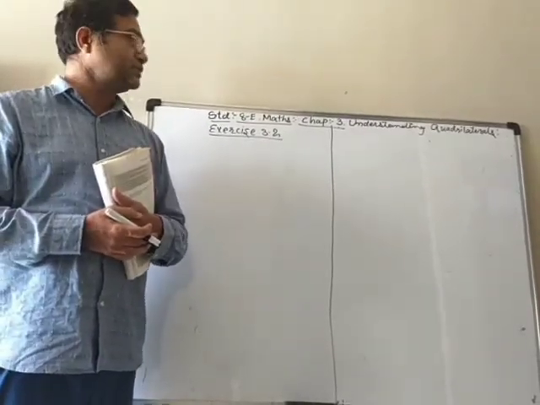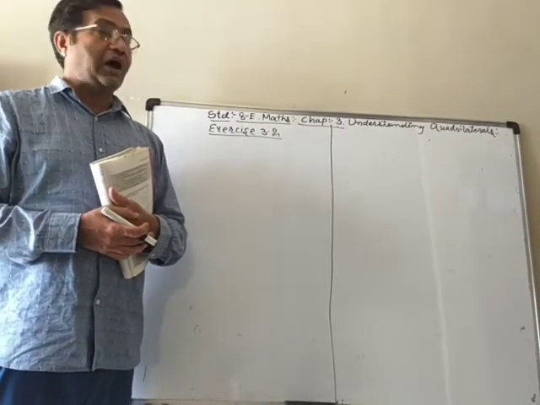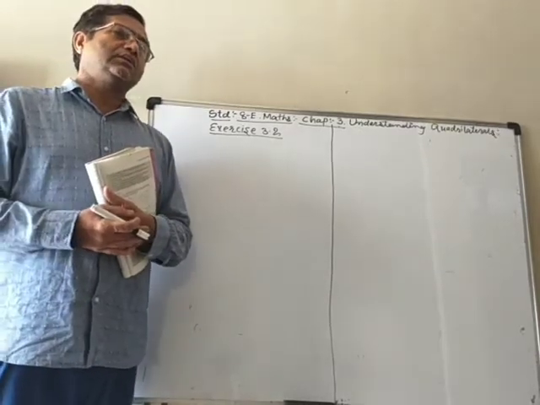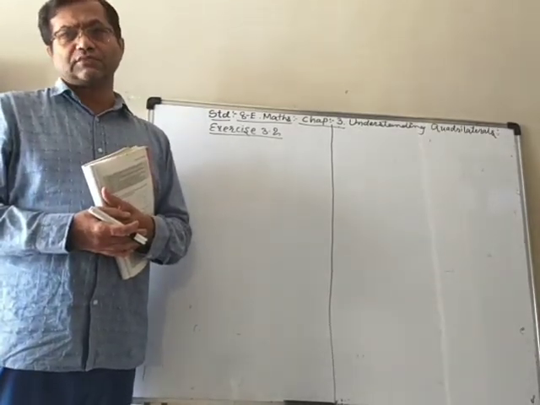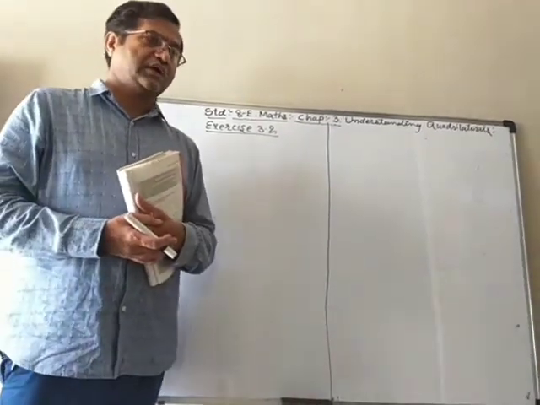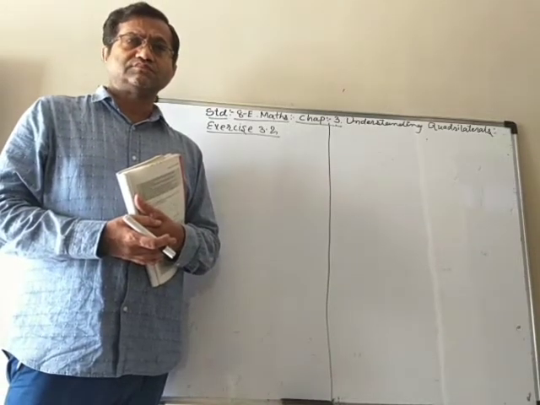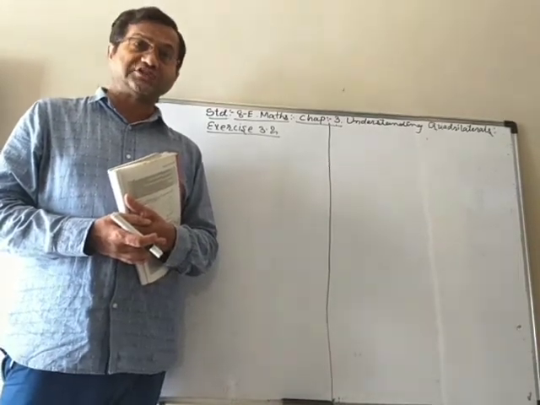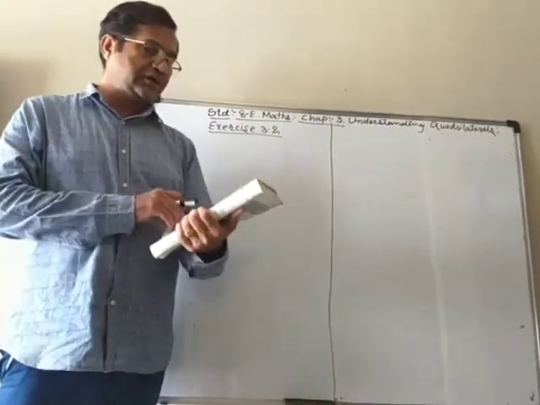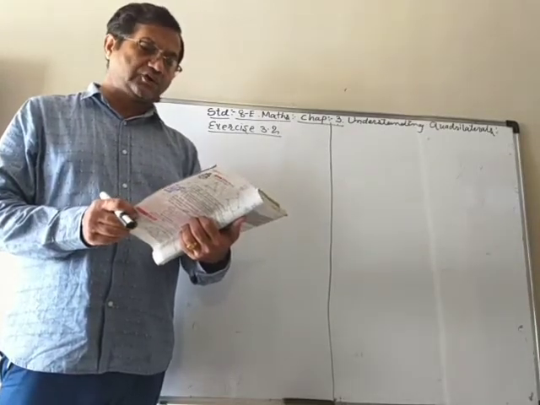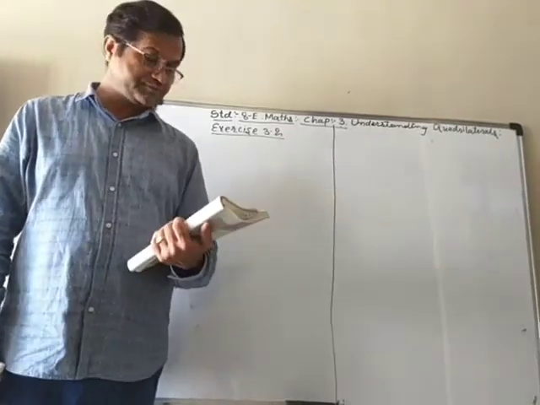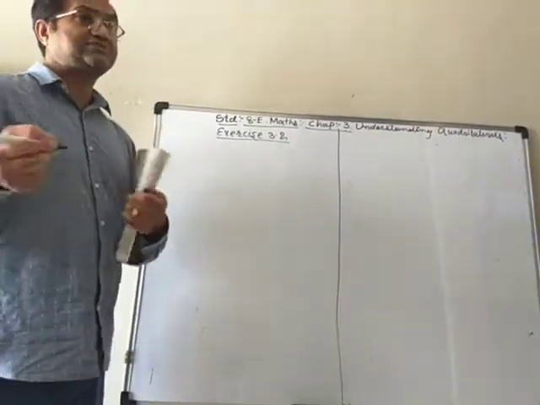In maths we are busy with chapter 3, understanding quadrilaterals. In the previous videos we learned about different things like the angle sum property, what the sum of exterior angles of a polygon is, and so on. And then we also learned how to find the remaining angles using the angle sum property. Now we are going to start exercise 3.2.